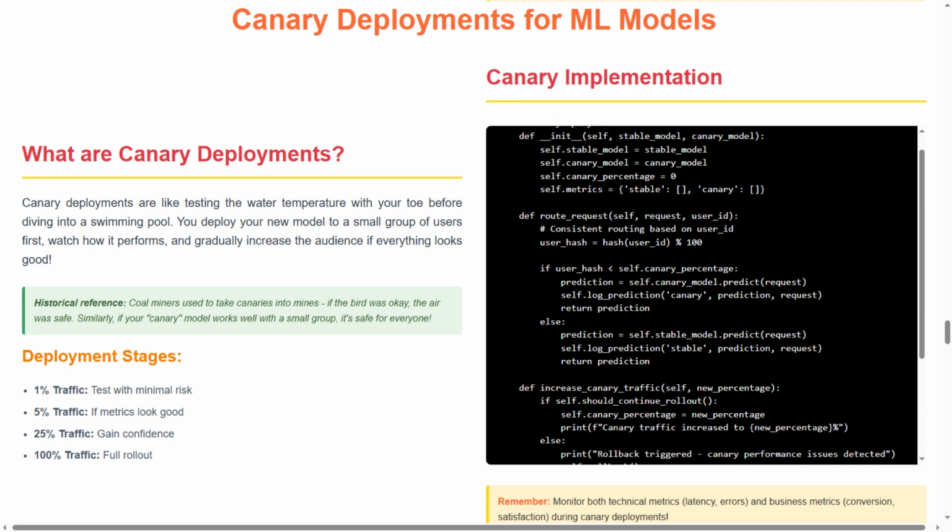Our deployment stages are 1% traffic, test with minimal risk; 5% traffic, if metrics look good; 25% traffic, gain confidence; 100% traffic, full rollout. Moving to our canary implementation section. Here we have code for canary deployment logic. Now, let's look at the remember section. Monitor both technical metrics like latency and errors and business metrics like conversion and satisfaction during canary deployments. This is how we deploy new models safely and confidently.